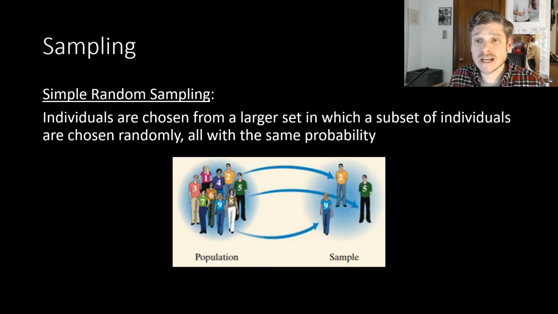So when we do sampling, there are a couple of different ways. The most common and the easiest is simple random sampling. Basically, the individuals are chosen from the larger set completely at random, so there's no bias towards picking one person or another. You have your population, and you randomly select a few people from that population for your sample and your study.